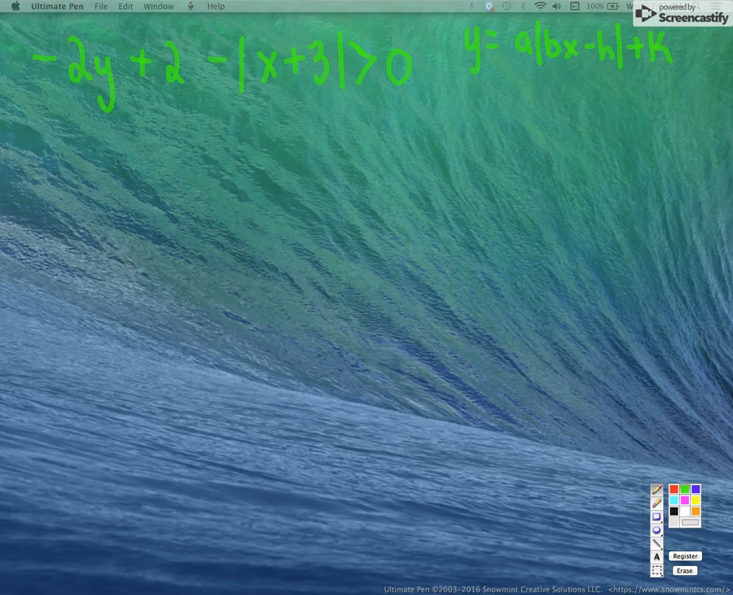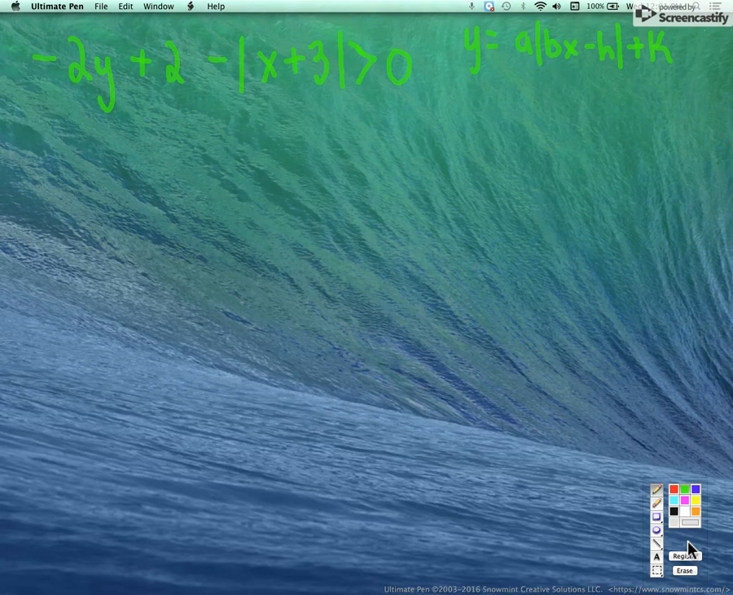What I'm going to do for this lesson is split it up into two videos. I'm going to do one where we solve for y, and the other one is where we're actually going to graph our absolute value inequality. So we are given a sample problem right here, and we are asked to solve for y on this problem.